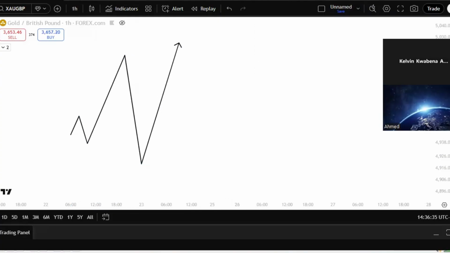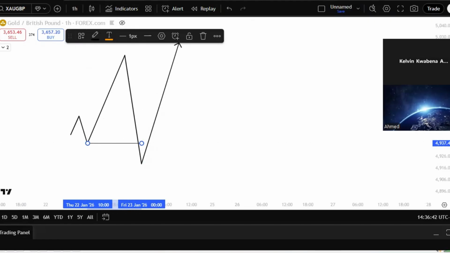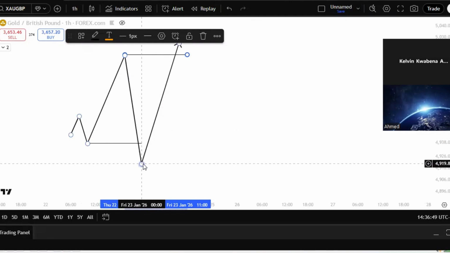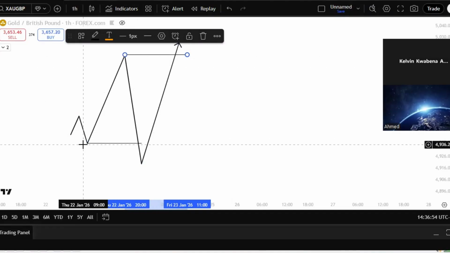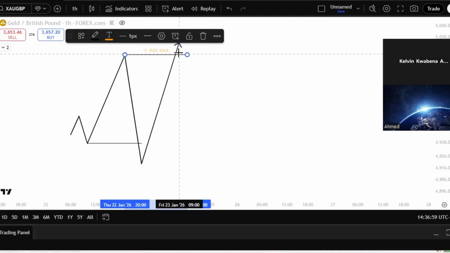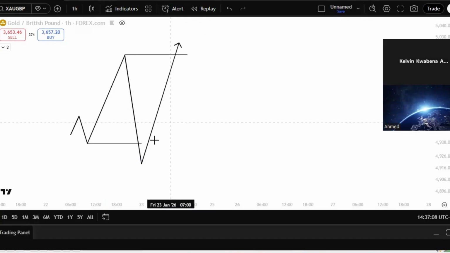So according to ICT, price always order pairs lows with highs, right? That means that price will come down to sweep liquidity this way, and after sweeping that liquidity, to go for the liquidity on top. So price will come down to sweep the sell side liquidity, and then it will pair those orders with the buy side liquidity. So that is the concept of order pairing.